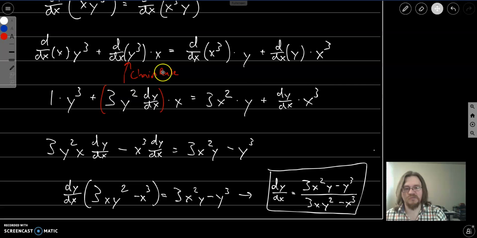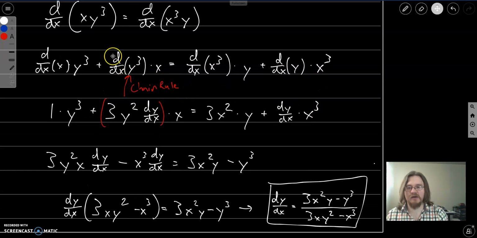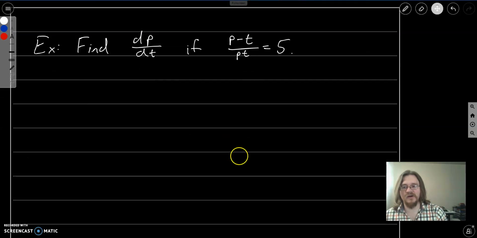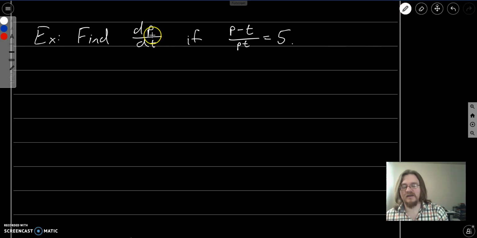And it was pretty straightforward. We just had a couple of product rules, and then I have to remember the chain rule whenever I'm taking the derivative of something with a y in it, because the derivative of y is dy/dx. Let's do more. Here, this is kind of like the situation we were talking about before.